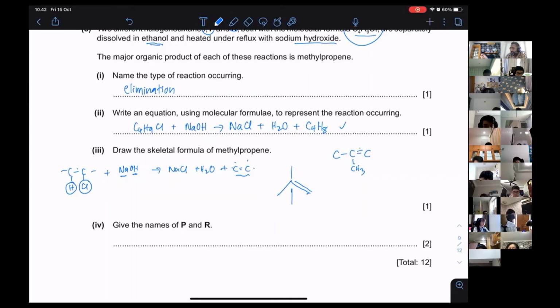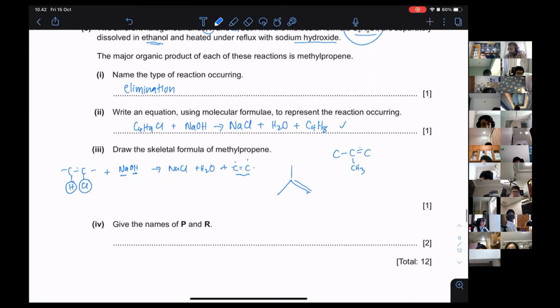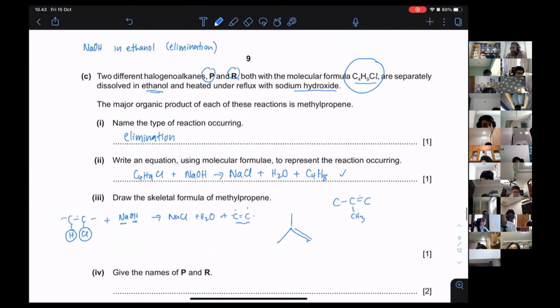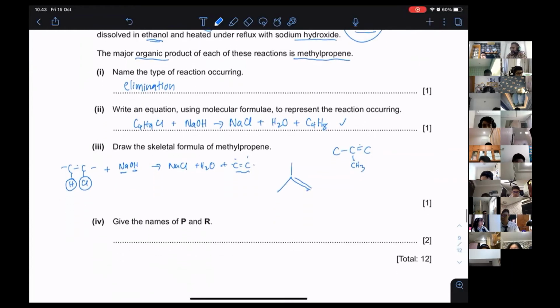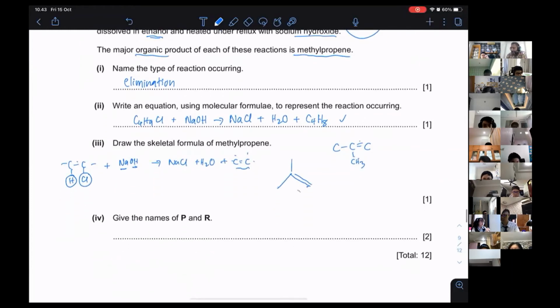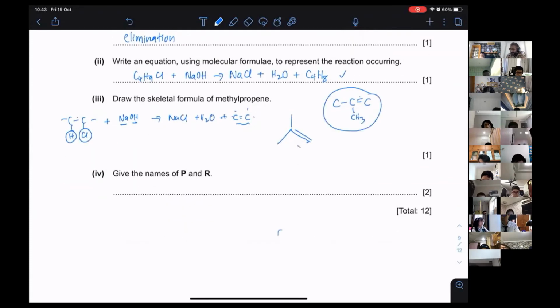Now give the names of P and R. The major organic product of this reaction is methylpropene. So it means that I am going to get something like this. If I put, for example, this one, this is the major product, so C double bond C, CH3.